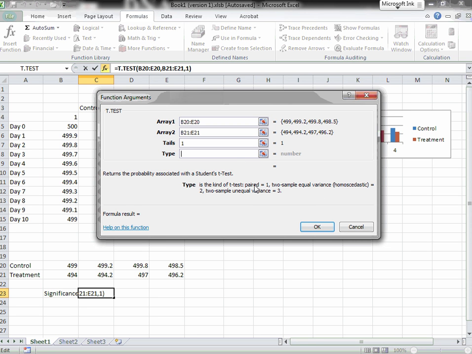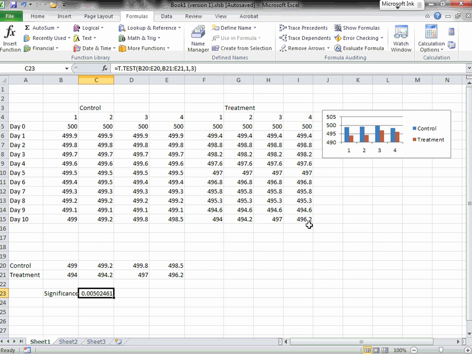The paired test would suggest that we were taking, say, 2 readings off the same person each trial. Well, obviously we didn't do that. We had 8 separate plants. Okay, and we don't know whether or not there's equal variance or not, so we'll just do type 3. And that's kind of our default. So it gives us a significance here.